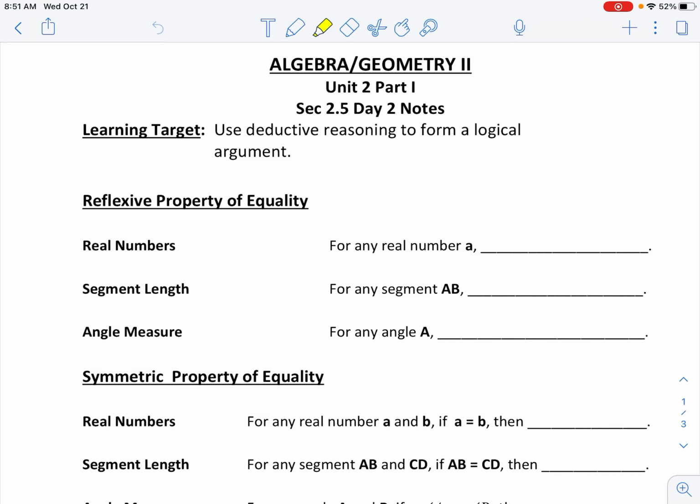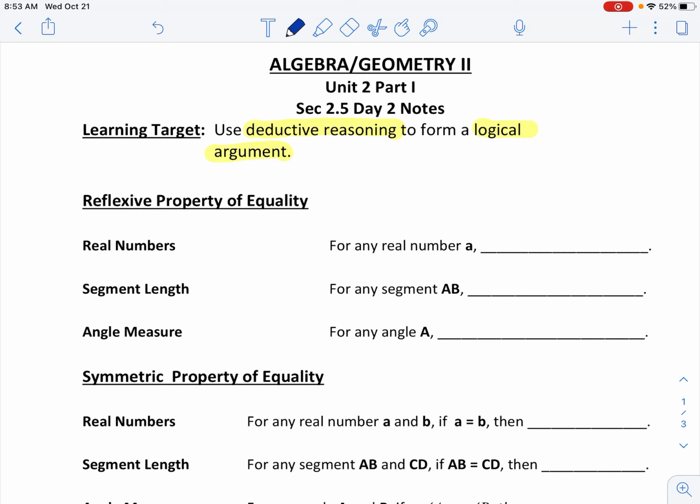So remember, the learning target for this whole unit is we're using this deductive reasoning that we've talked about to form a logical argument. So for today, we're going to put a couple more tools in our toolbox when we are making those logical arguments.